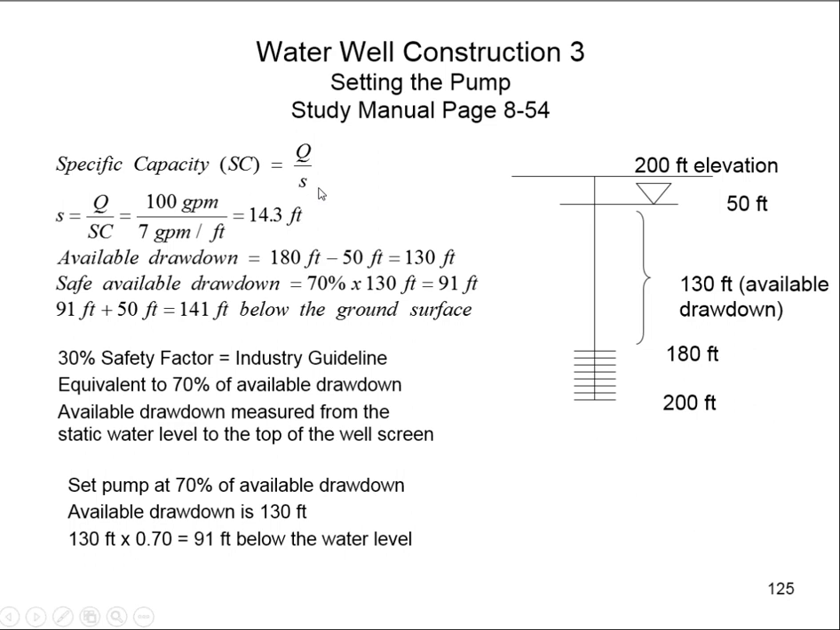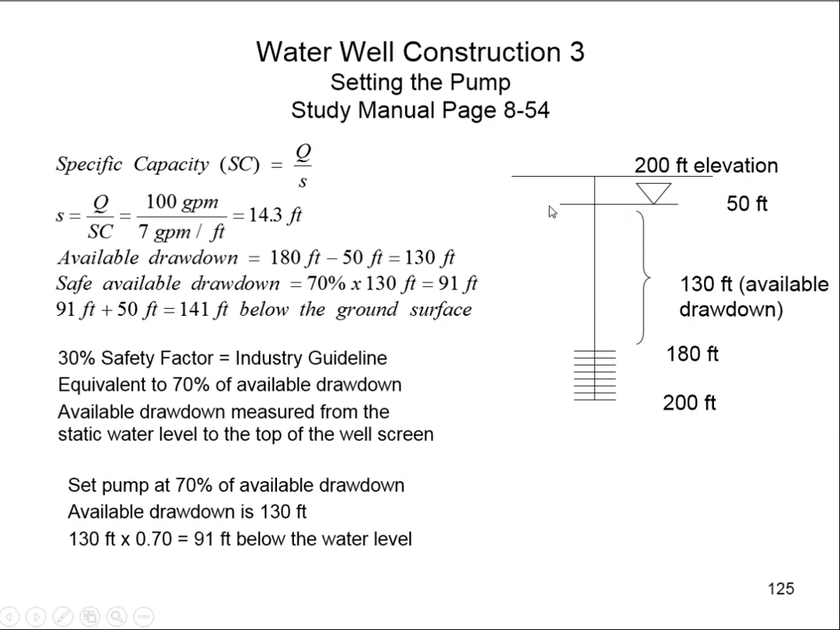And typically what happens is the more you pump at the higher rate, the higher the drawdown. So if we were to draw down 14.3 feet and put the pump there, and we changed our pumping rate to 200 gallons per minute, we might draw that below where the pump is located. So that's not a good place. We need to apply some sort of safety factor. And the safety factor is equivalent to 70% of the available drawdown.